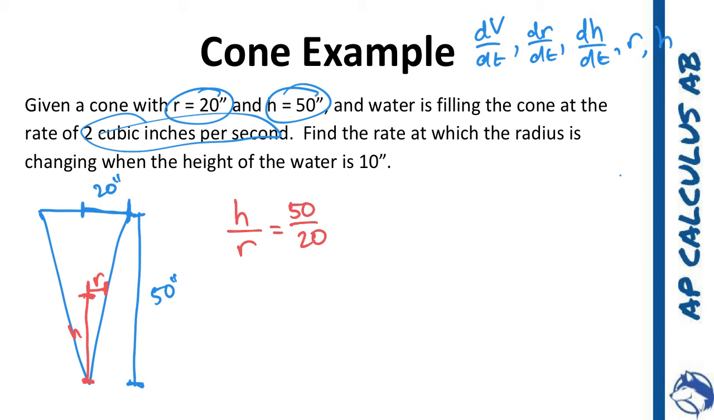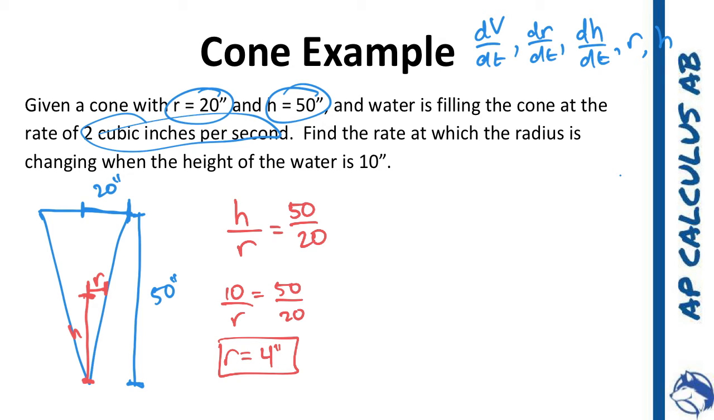And that's going to be super important because when they say the height is 10, I can go ahead and solve for what my radius would be at that time using this proportion. So I'm going to go ahead and do that, and you're going to end up getting, so that's 5 over 2, so then this has to be 5 over 2, so the radius would be 4. So my radius is 4 inches at that time.